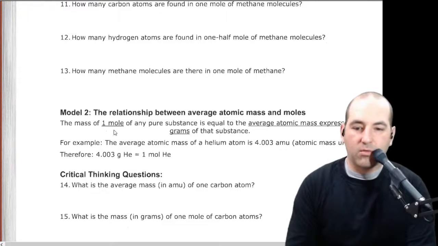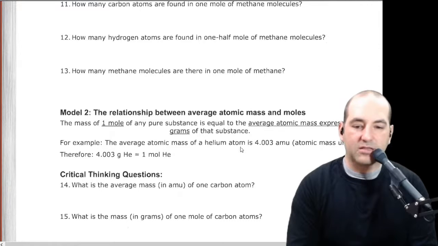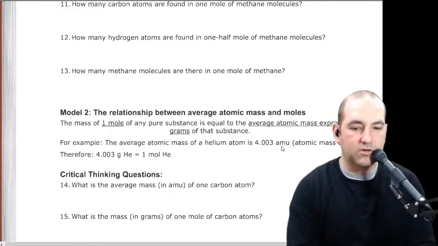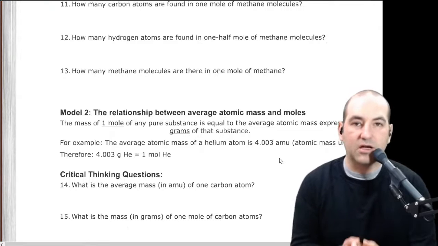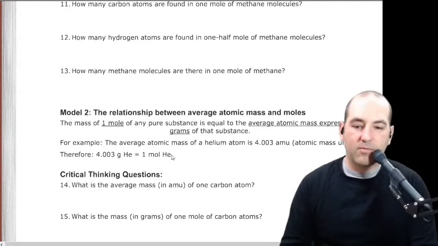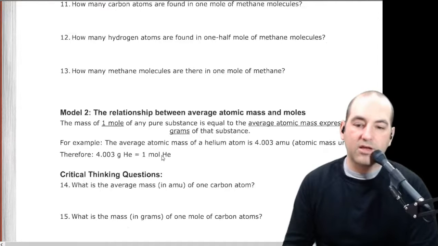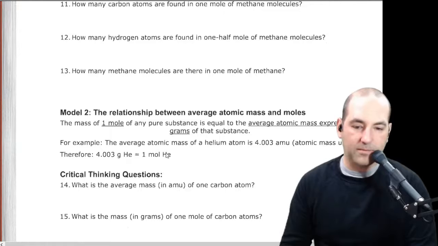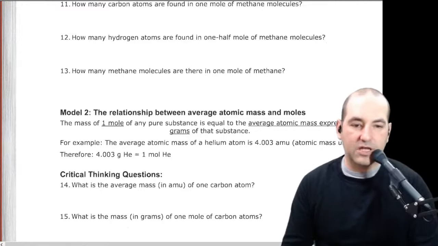The mass of 1 mole of any pure substance is equal to the average atomic mass expressed in grams of that substance. For example, the average atomic mass of a helium atom is 4.003 atomic mass units. So that's the average mass of a helium atom. And then if you took a mole of helium atoms, all you have to do is change that unit from AMUs to grams. So 4.003 grams of helium gives you 1 mole of helium. And where do you find those average atomic masses? You find them on the periodic table.